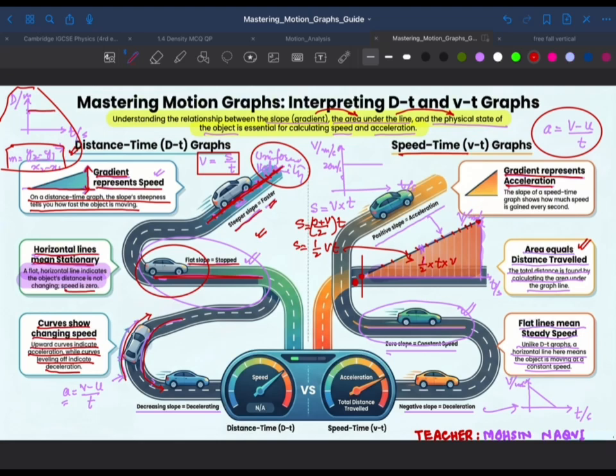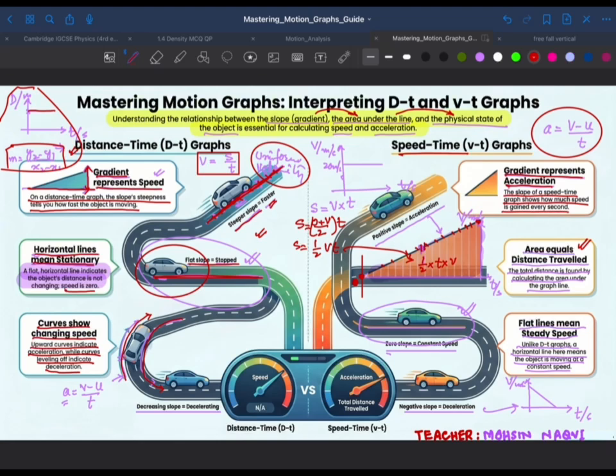So over here you have the maximum velocity. You will calculate the gradient, and this gradient, or the slope, will give you the acceleration. So with the help of the velocity time graph, we can get the acceleration of a body. The slope of the speed time graph shows how much speed is gained every second.